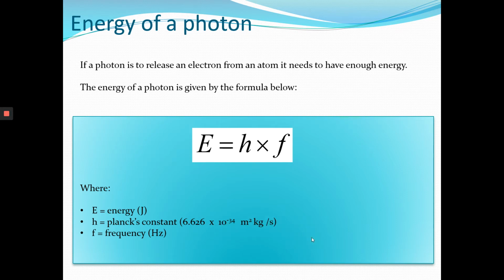This is a constant, which makes this equation really quite nice, because if you know the energy of a photon, you automatically know the frequency of the photon. If you know the frequency of a photon, you automatically know the energy of the photon. And they have a nice relationship. If the energy of a photon goes up, the frequency of the photon goes up. If the frequency of a photon goes down, the energy of the photon goes down. Nice and simple.